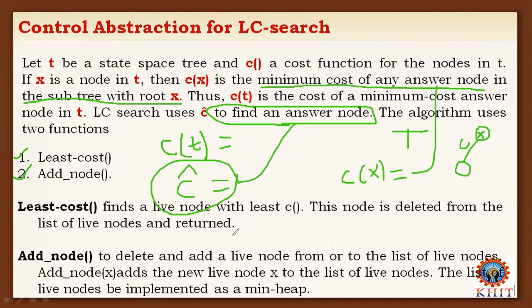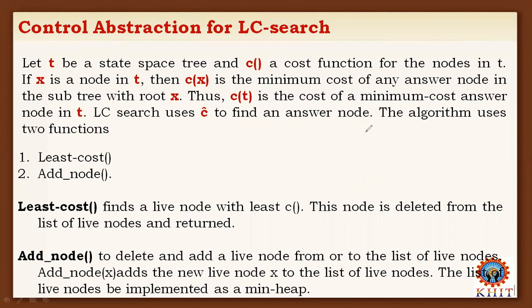That means that in the given state space tree, if you find the least cost node, then only you can simply delete that least cost node. So that is called a least cost function. Add a node. When can we add a node? To delete and add a live node from or to the list of live nodes.